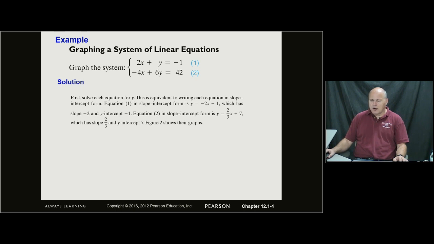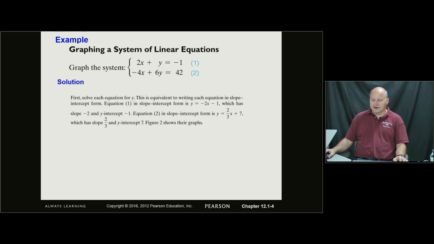So the first equation can be written as y equals -2x minus 1, and the second equation can be written as y equals 2/3 x plus 7 if you solve for y, which has a slope of 2/3 and a y-intercept of 7.